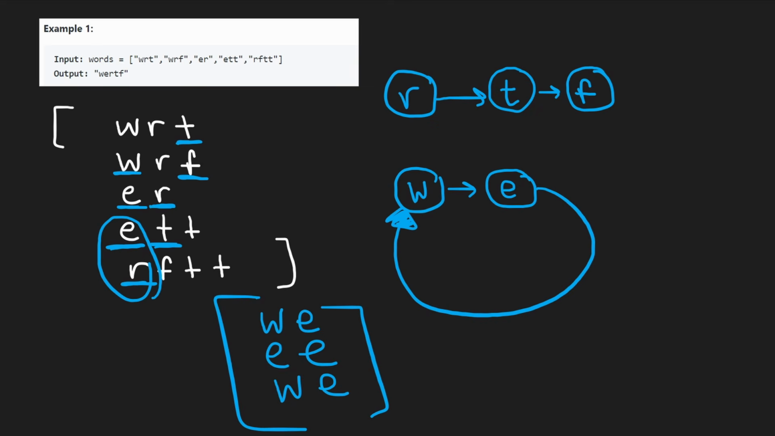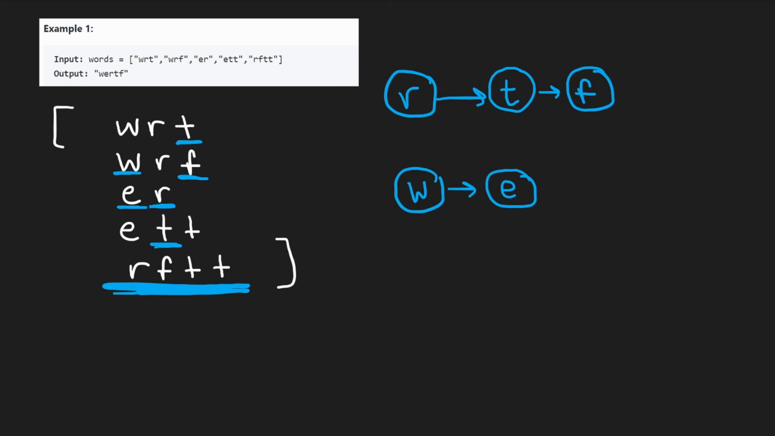Basically that's how you know that there's a contradiction, and in that case we return the empty string. There's no real solution, and we know that because there exists a cycle in our graph. Now, what if this last word in our input actually didn't exist? What if we cross it out? In that case, we would never get this connection where E hooks up to R.